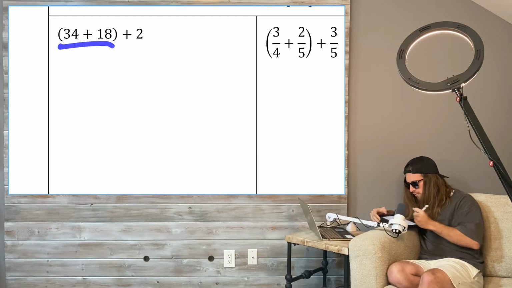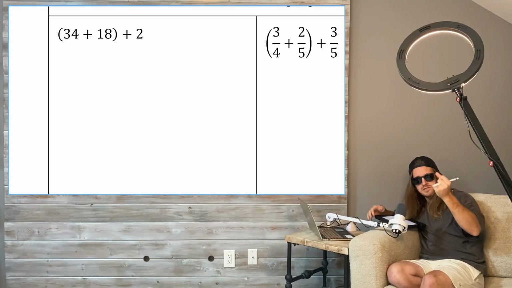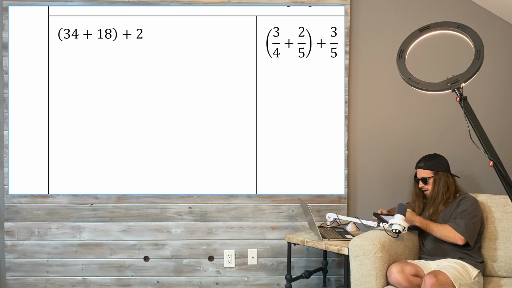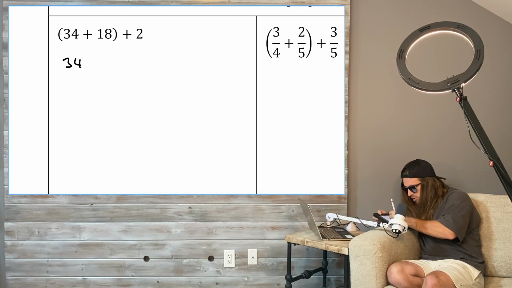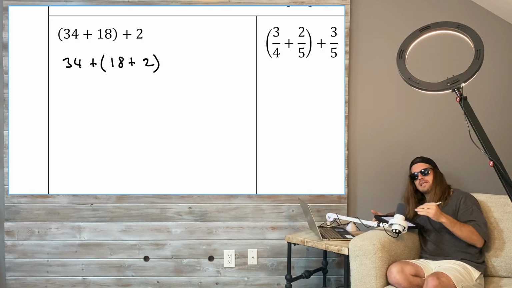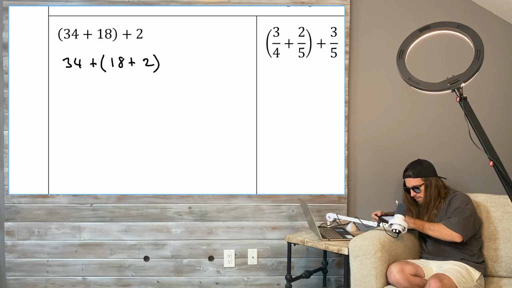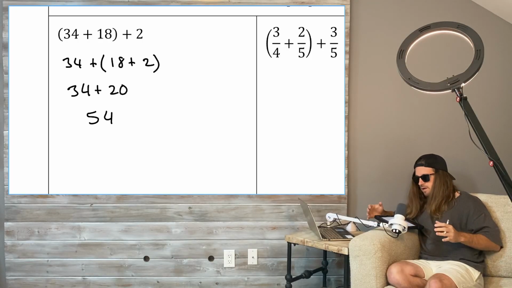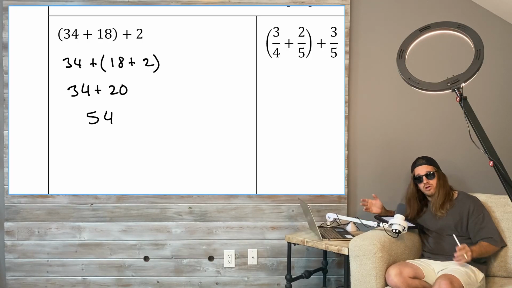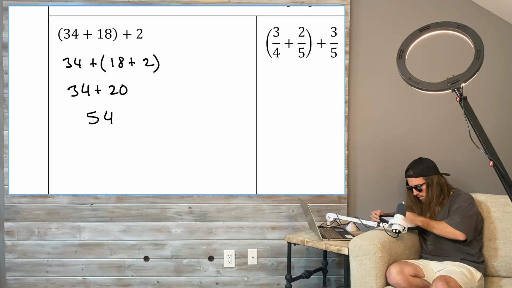Well, maybe 34 plus 18 isn't something that comes to you real quick. That's okay. We could change this using the associative property and put the parentheses around the 18 plus 2 instead. Well, what's 18 plus 2? That might be a little bit easier to come by, and that is 20, and 34 plus 20 is 54. Did you have to do it that way? No. Could you do it that way? Yeah, sure. Either way, you should get 54.